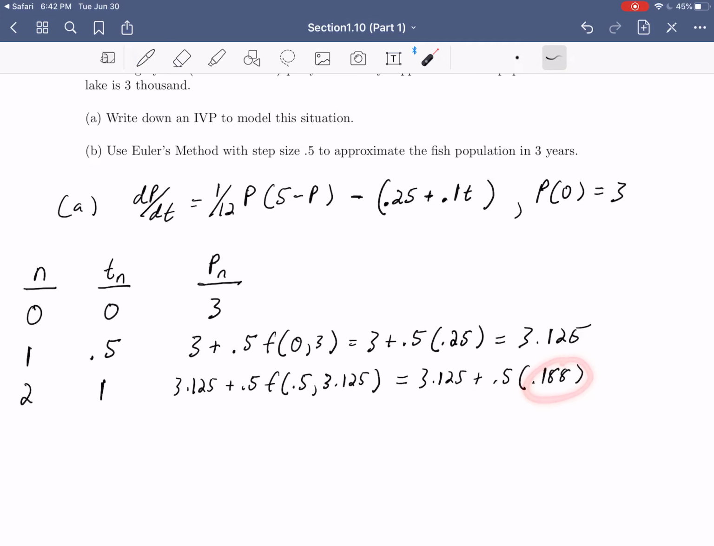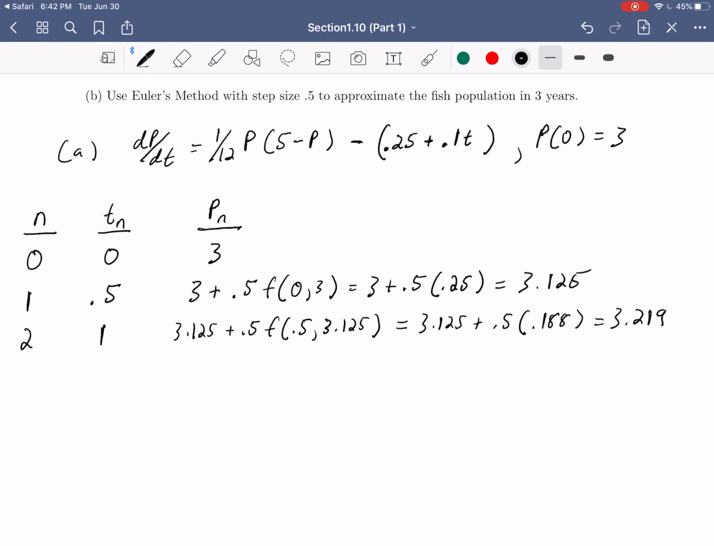Notice that after the 6 months, there's going to be a little less growth, which should make sense because we know that the harvest rate is increasing. And also we know that once there's sort of more fish, since we had some growth initially, that means because we're getting closer to the carrying capacity, the growth in the population should also be decreasing. So it makes sense that we're seeing less growth as we go on. Putting that together, 3.125 plus 0.5 times 0.188, we should see that we now have about 3.219, so about 3,200 and some fish. Okay, let's move forward again. So we have n equals 3.